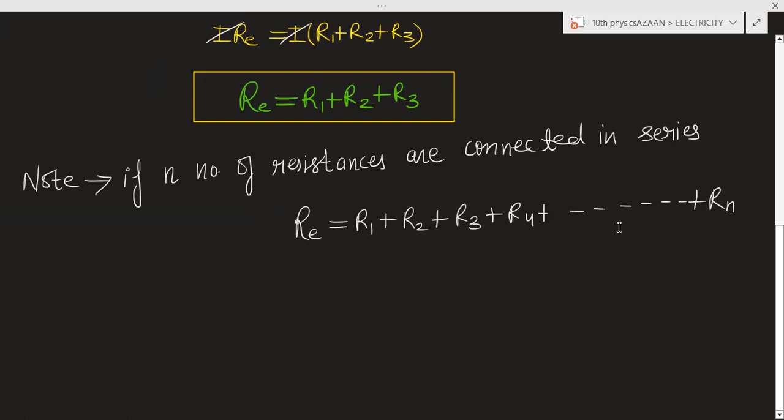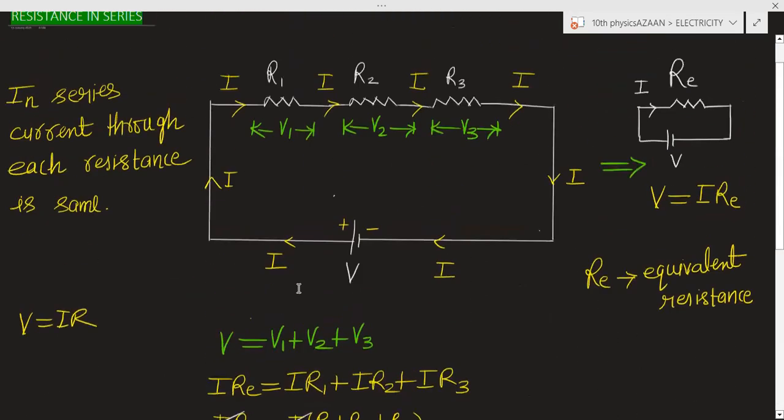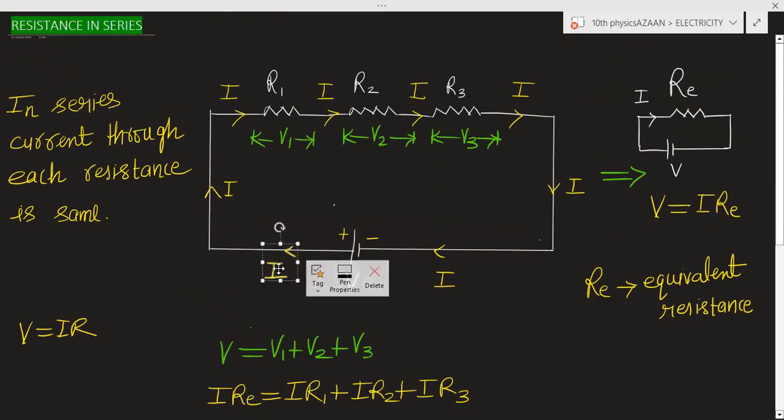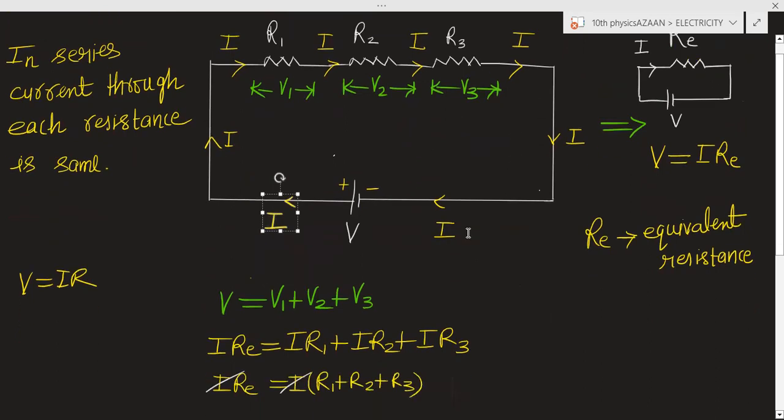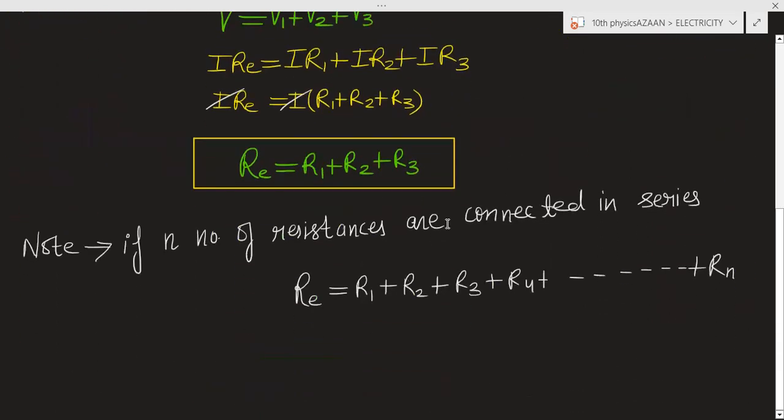And if someone asks what is the current through each resistance, the current through each resistance will be the total current in the circuit, because the total current in the circuit is I, as you can see, and that current is flowing through each resistance.